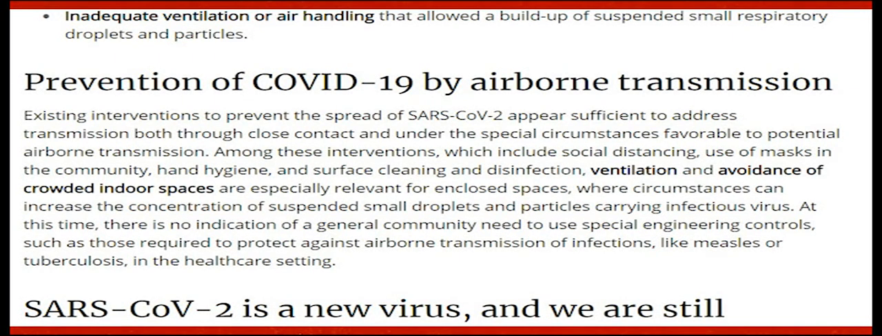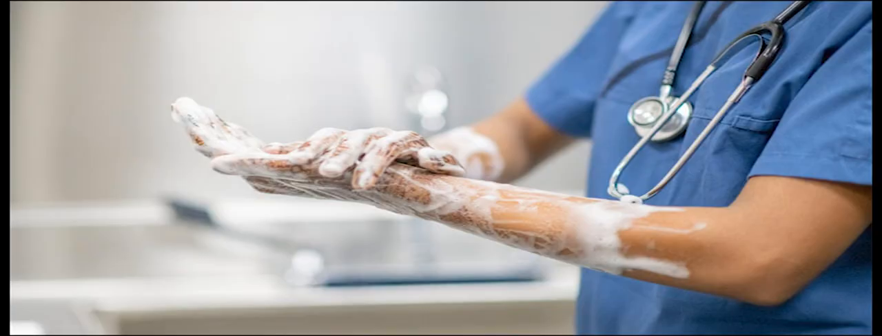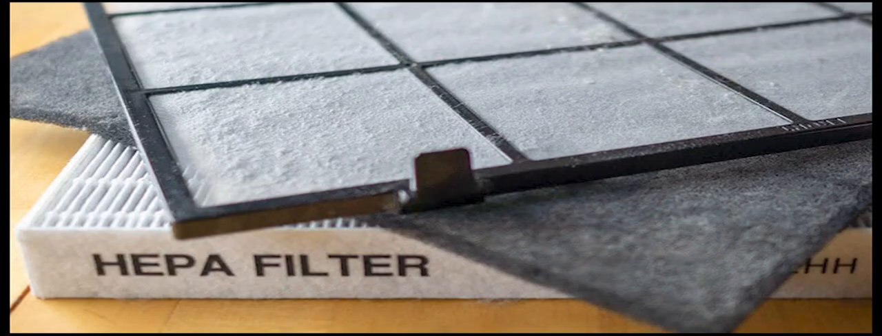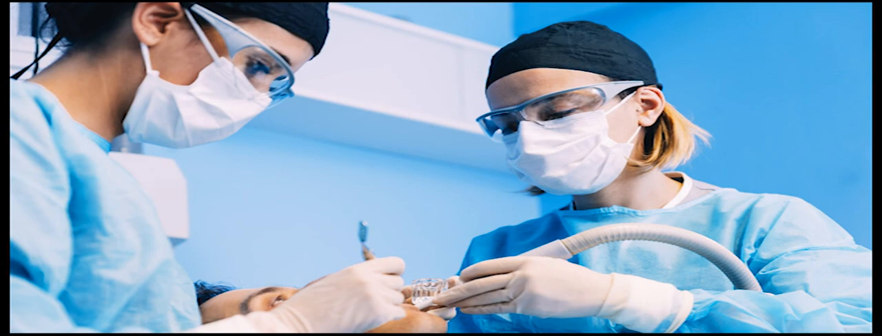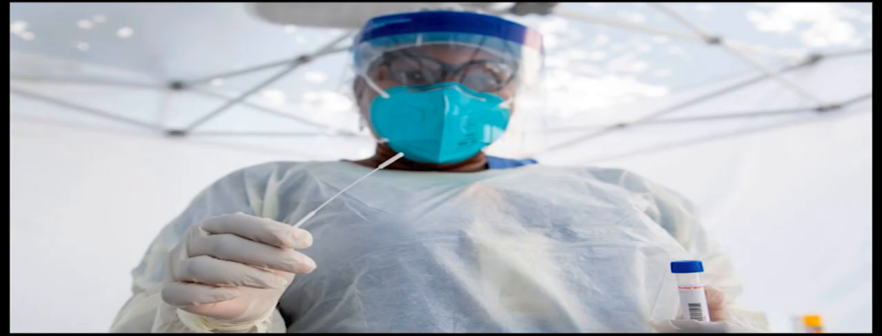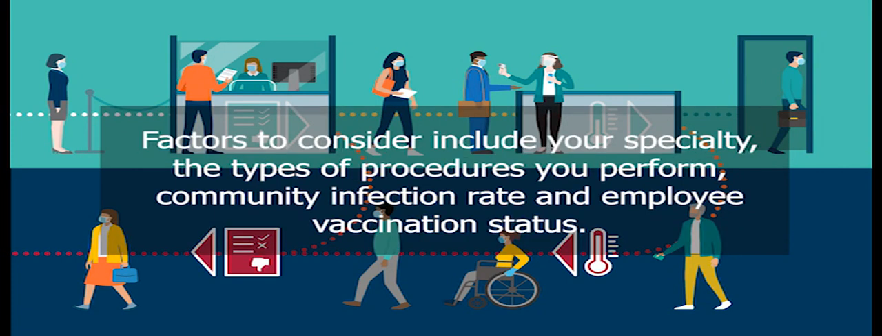Existing interventions to prevent the spread of COVID appear sufficient to address transmission both through close contact and under the special circumstances favorable to potential airborne transmission. Among these interventions include social distancing, the use of masks, hand hygiene, and surface cleaning and disinfection. Ventilation and avoidance of crowded indoor spaces are especially relevant for enclosed spaces where circumstances can increase the concentration of suspended small droplets and particles carrying infectious virus. Once again, your risk of exposure will vary with your specialty and the types of procedures you do. Your employer has implemented safeguards based on your risk and the most recent CDC recommendations.